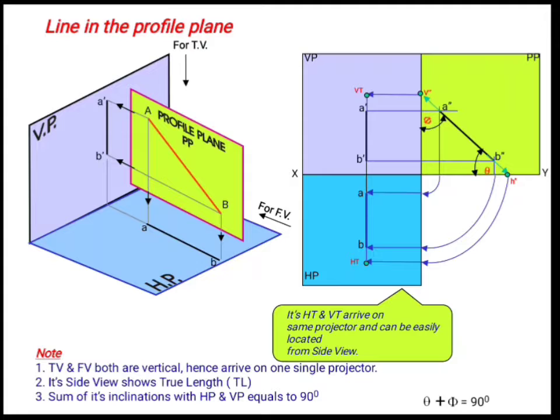As I mentioned before, both V and H dash will be on the XY line. So, in this case, V and H dash will be at this intersecting point, and it is marked as H dash and V. H dash is the front view of the horizontal trace and V is the plan of the vertical trace.